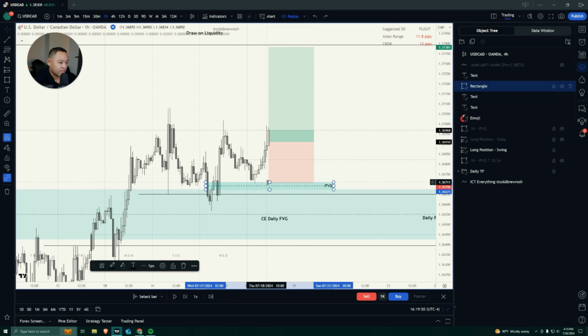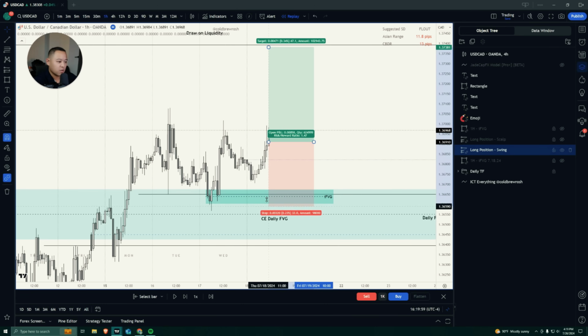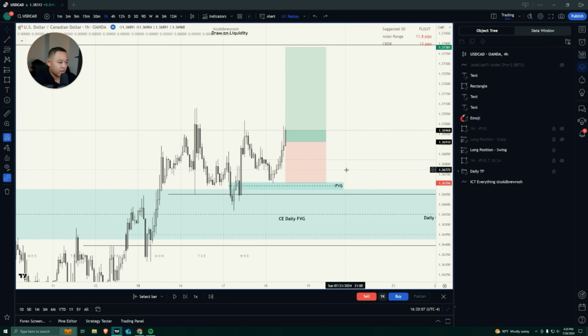I'm not going to use a wide stop loss that is coming all the way down here to this daily fair value gap, because it would, in fact, not make the risk reward favorable. So I'm going to use a lower time frame stop loss. Based on us tapping into that inverted fair value gap, this is where I'm going long.